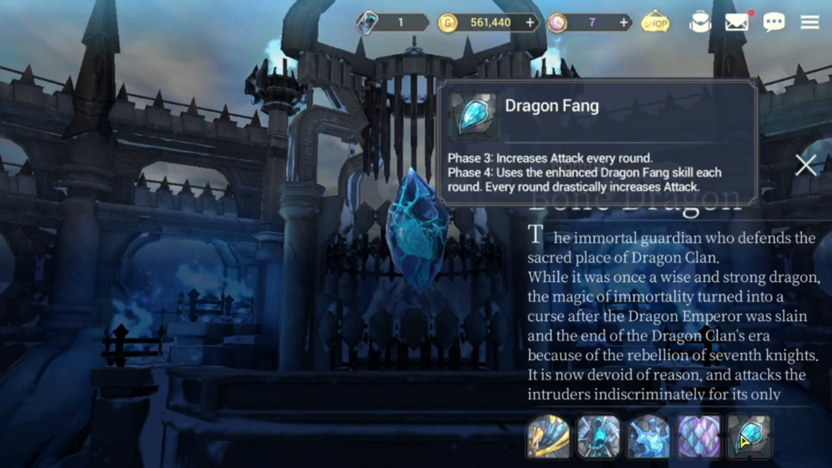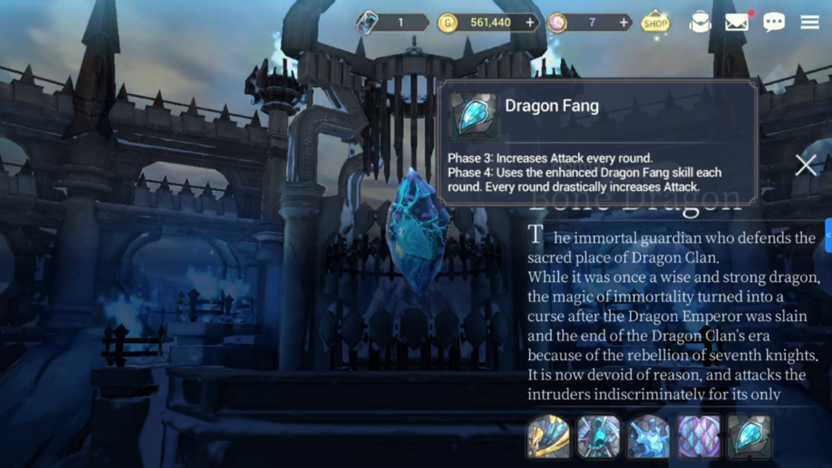The last one is Dragon Fang. Phase 3 increases attack every round. Phase 4 uses the enhanced Dragon Fang skill each round. Every round drastically increases attack. Again, I'll discuss more on this later.